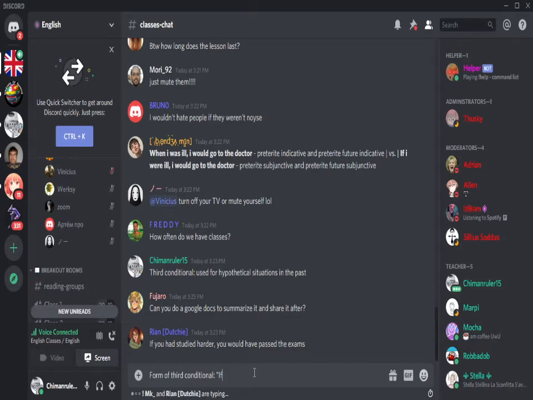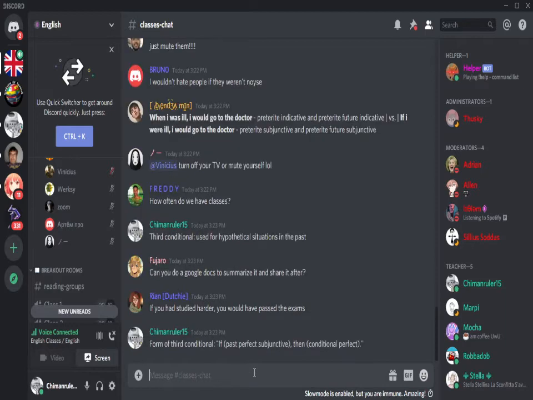Okay, so if past perfect subjunctive, then conditional perfect. And someone just posted a good example of it. If you had studied harder, you would have passed the exams. Here's the third conditional: if past perfect subjunctive, then conditional perfect. So first I need to talk about what the past perfect subjunctive is. It's like the past simple subjunctive, but instead you have the auxiliary verb had.